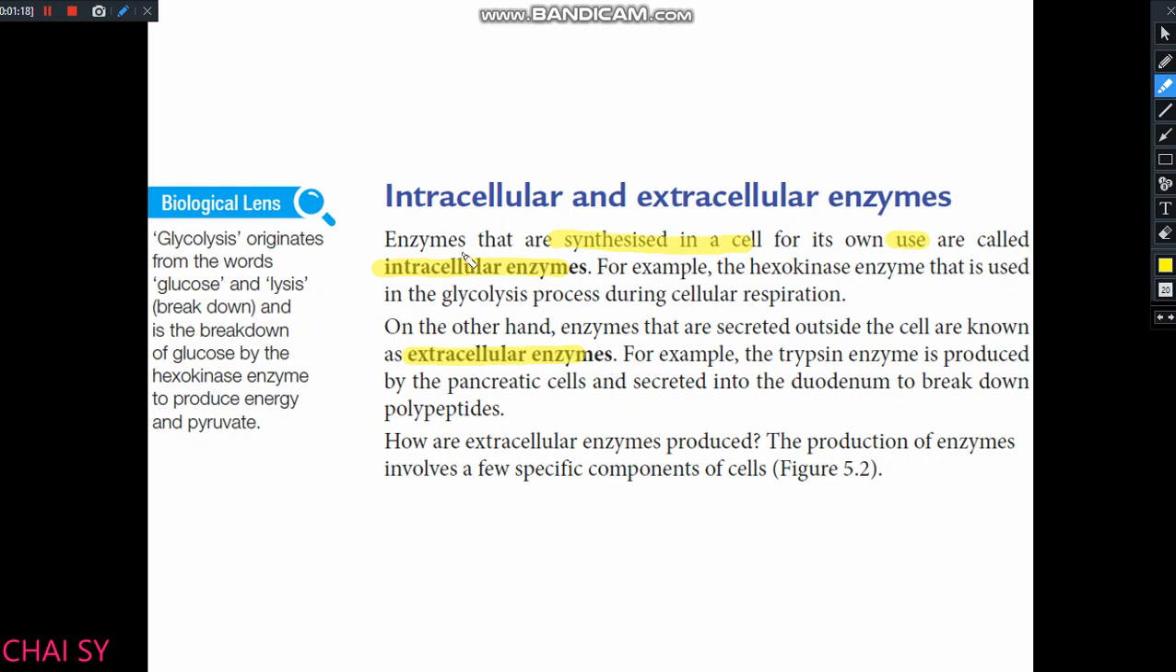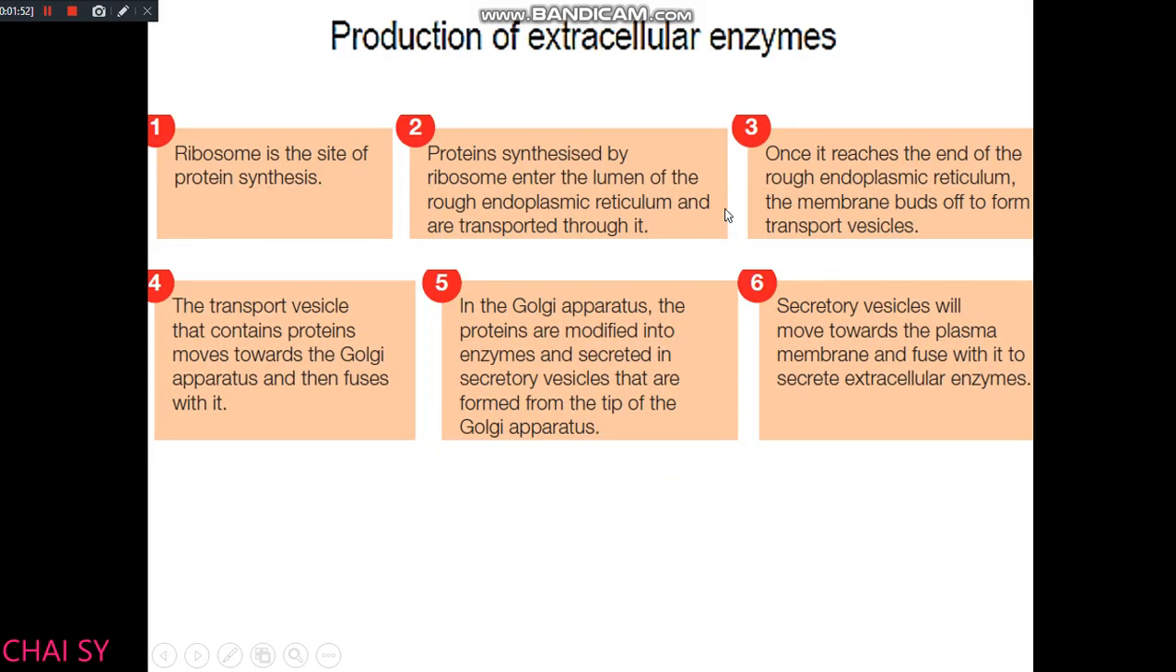Okay, what is the example of intracellular enzyme? Here, there is hexokinase enzyme. It is the example of intracellular enzyme. And what is the example of extracellular enzyme? Yeah, trypsin enzyme. Trypsin enzyme, you may look at here, is produced in pancreatic cell but used in duodenum cell. That means synthesized in cell A but used in cell B. So this slide is settled. We look at the next slide.